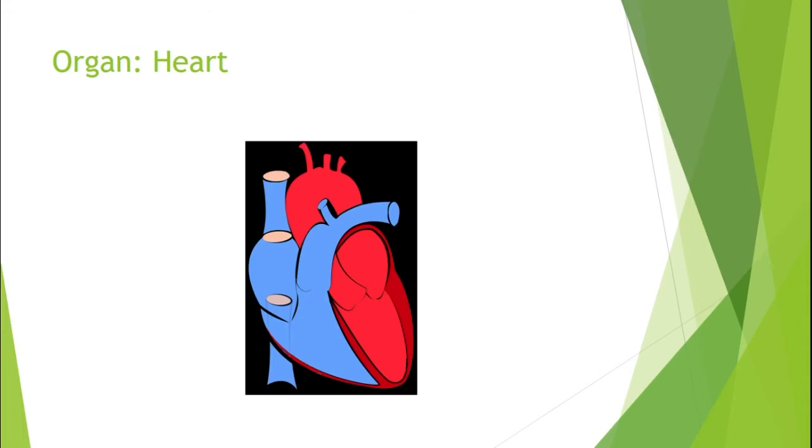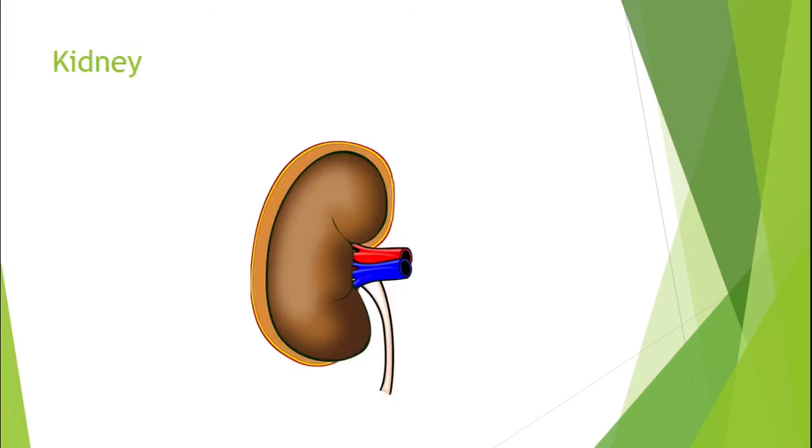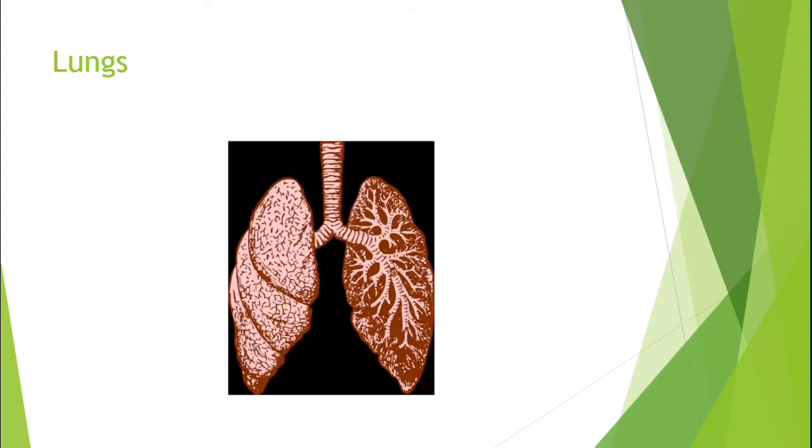This is an example of an organ. In this, the picture is of a heart. This is an organ called kidney. We have 2 kidneys, and we'll learn more about that in the next unit on body systems. This is the picture of the 2 lungs. We have a pair of lungs too, left and right.